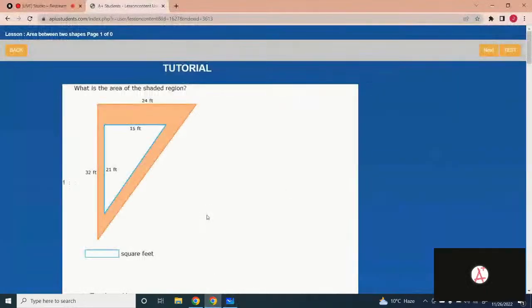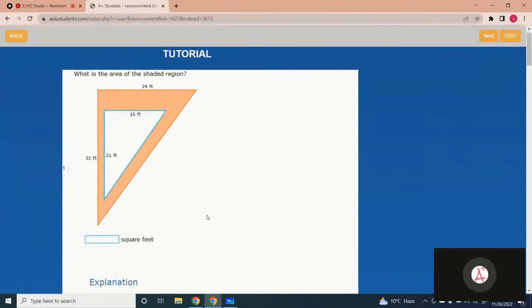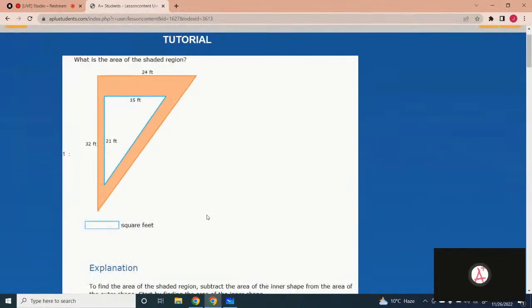Let's start with, okay, what is the area of the shaded region? You are given two triangles, the inside one and the outside one. Basically you have to find the area of the shaded one. Got it? So how can you solve? You have to find the area of both triangles. You can subtract the area of the smaller triangle out of the greater one. This way you can find the area of the shaded region.